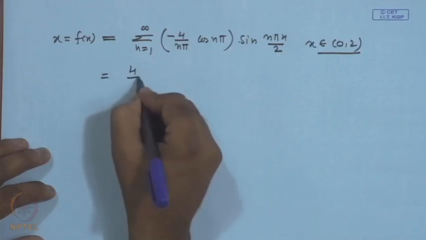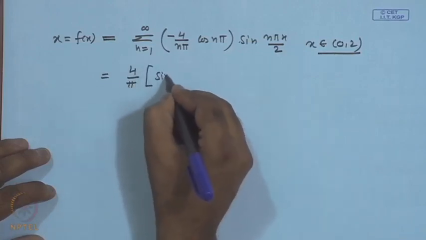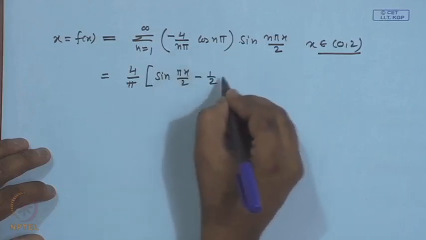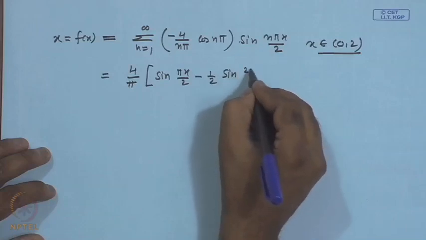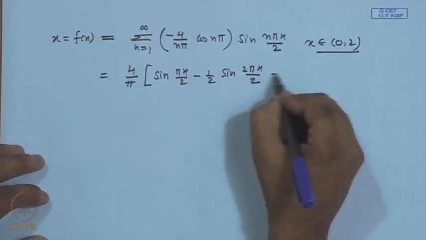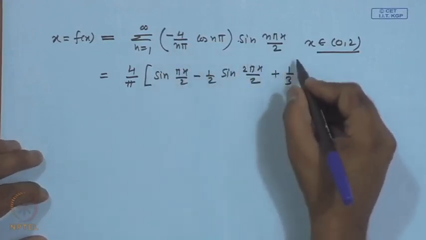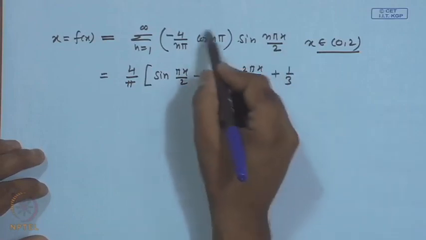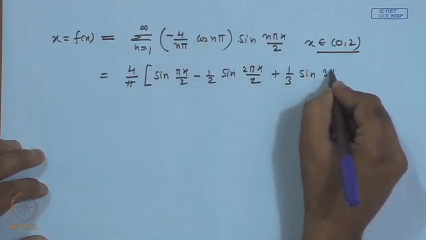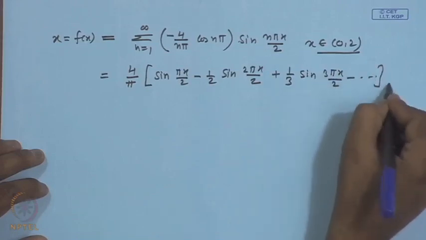So, this is 4 over pi. If we expand this just to see what kind of form we are getting: pi x over 2 minus this half sine 2 pi x over 2, then plus 1 over 3, and we will here minus 1. So, this is plus anyway, and then we have sine 3 pi x over 2 and minus, and so on.